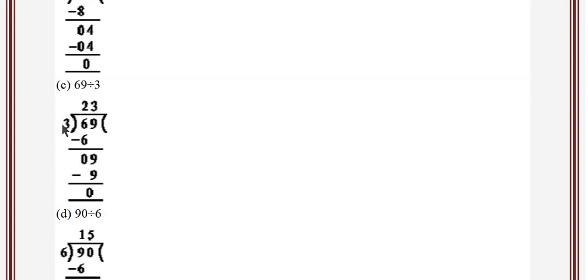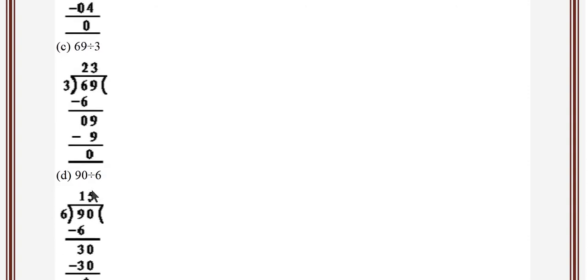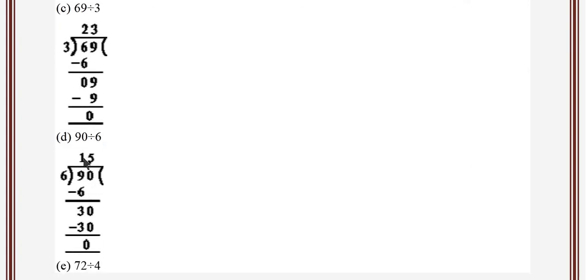Now 69 divided by 3. 3 twos are 6. 6 minus 6 0. Now we keep here 9. 3 threes are 9. 9 minus 9 0. 23. 69 divided by 3 is equal to 23.